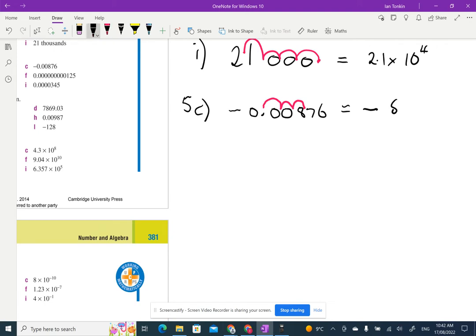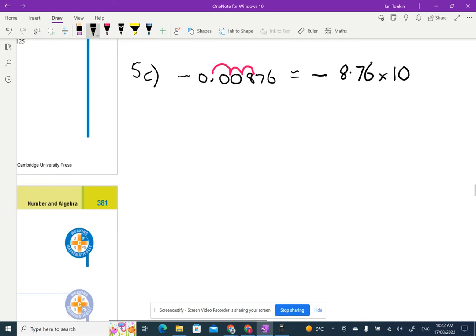So it's negative 8.76. And what did I move it? 10 to the power of 3. I moved it 3. But to indicate direction, like I've moved it the other way, I have to go negative 3. All right, so that shows me that it's a very small number. So if it has a positive power of 10, it's a very big number. If it has a negative power of 10, it's a very small number.